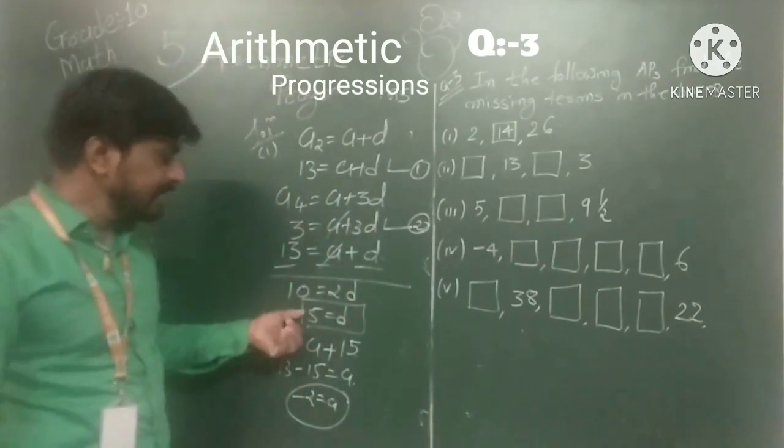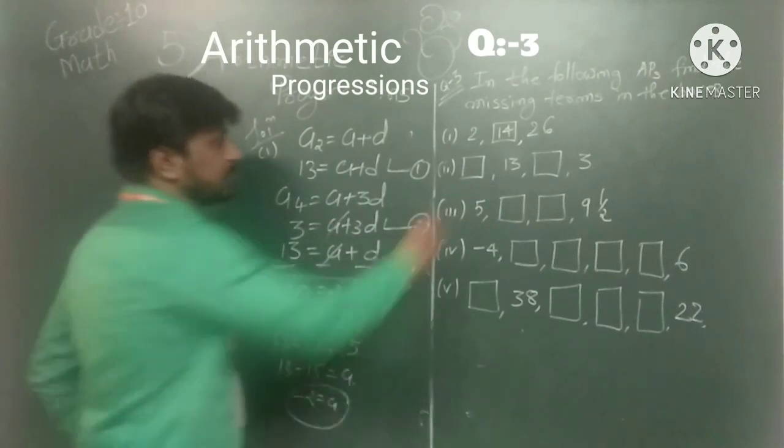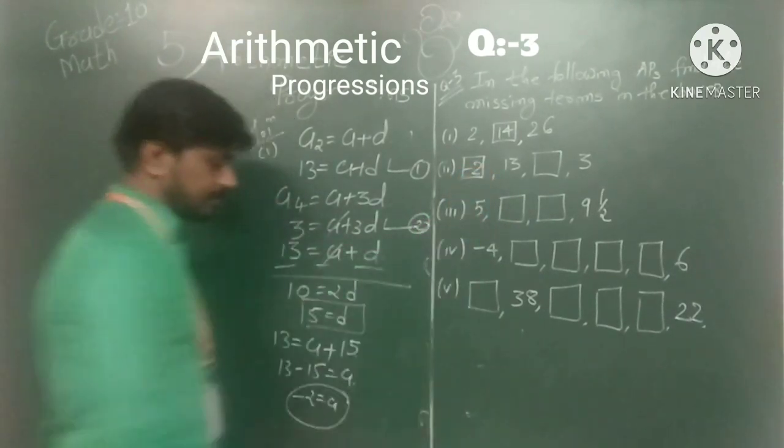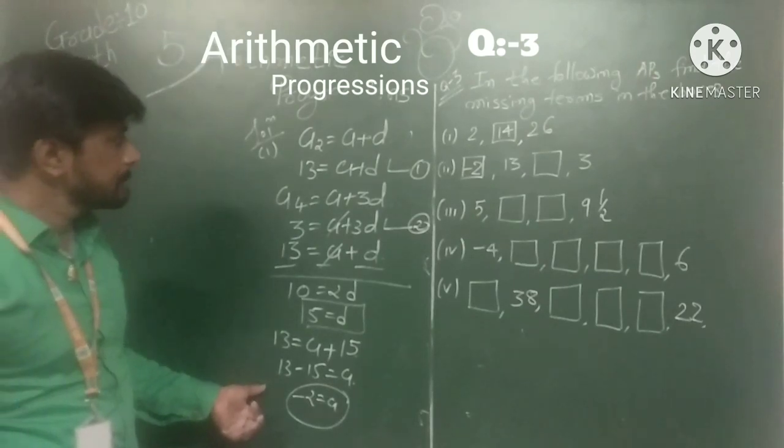And D is equal to 5. Now, here A is equal to minus 2. This is my answer. First term A is equal to minus 2.